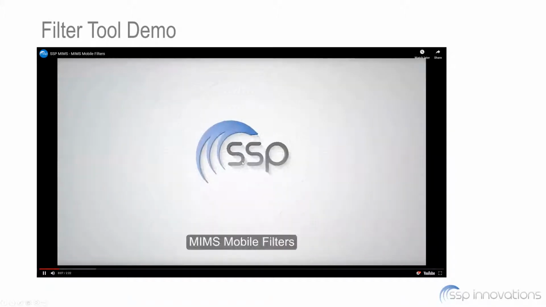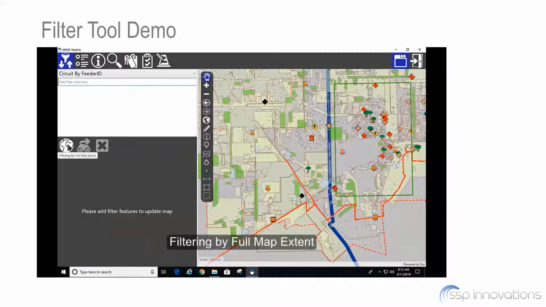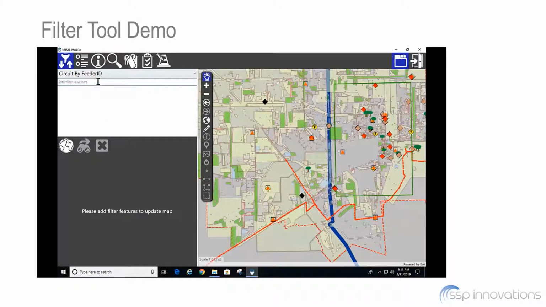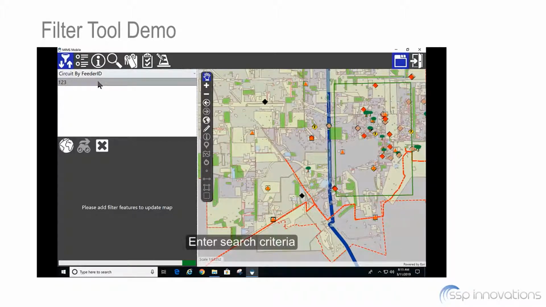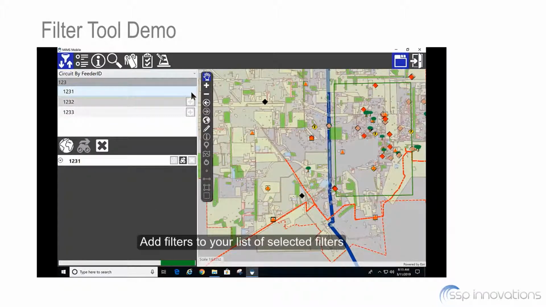So within MIMS Mobile, what we're going to do is take a look at the new filter panel. You'll see that we're currently filtering on the full extent of the data. And there's a drop-down list at the top that has all the configured layers that we're going to filter on, including filtering by circuit ID on the feeder. So after entering a partial circuit search, we're going to search on 1, 2, 3, and that will give us the results. We can start adding those matches to the list of information we want to filter on.